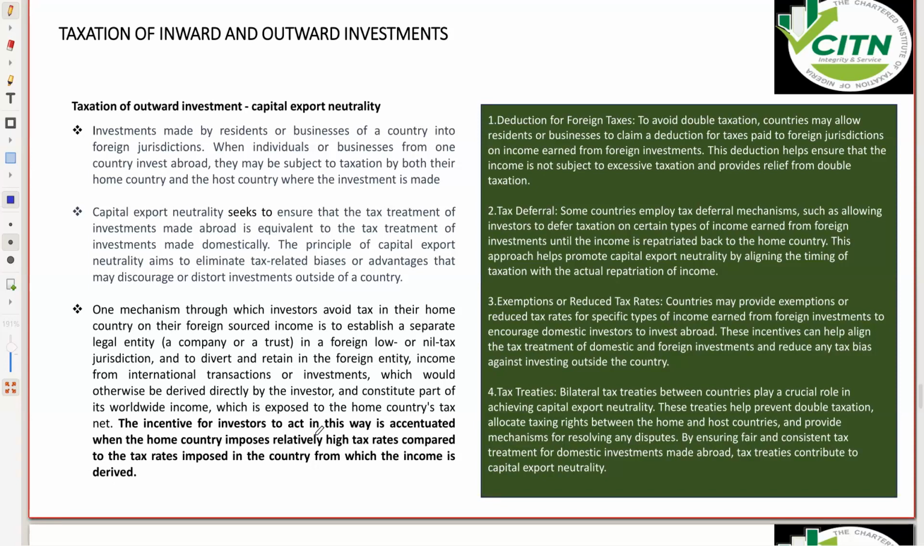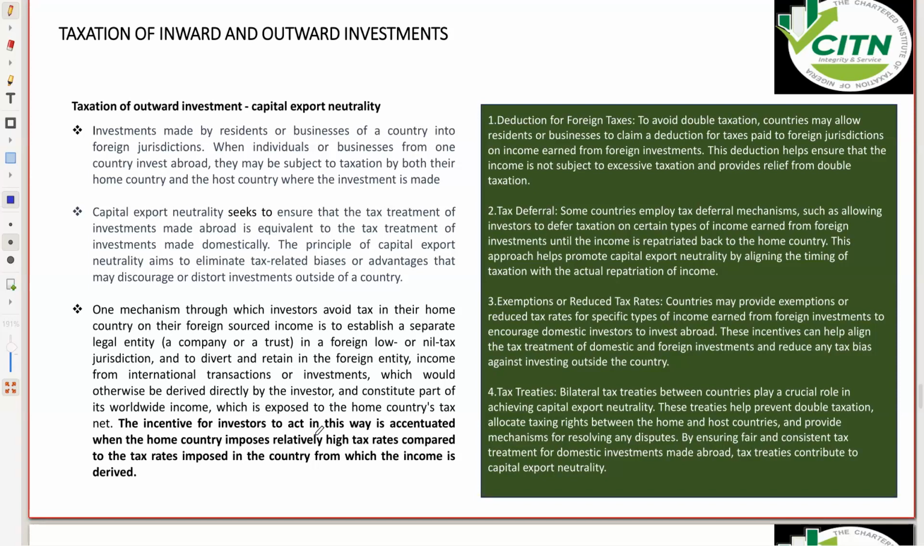One is deduction for foreign taxes. Just like we had the foreign tax credit for import, we could also have a deduction for foreign taxes. Countries may allow residents or businesses to claim a deduction for taxes that are paid to a foreign jurisdiction on income earned from foreign countries. I think we've explained that when we talked about import. It should have been the other way when I was discussing capital import neutrality.